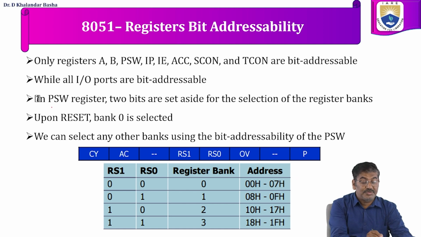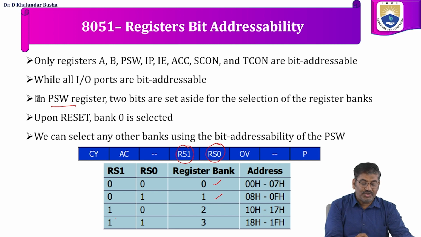In the PSW, program status word register, 2 bits are set aside for selection of the register banks which are present in the RAM. It consists of 4 register banks: register bank 0, bank 1, bank 2, bank 3. These will be selected in the program status word by selecting the bits RS1 and RS0. These two bits are for selection of the register bank. So 00 selects bank 0, that is, the address is from 00 to 07H. 01 selects register bank 1, which has the addresses 08 to 0FH.